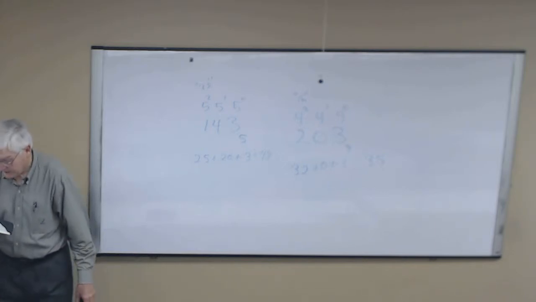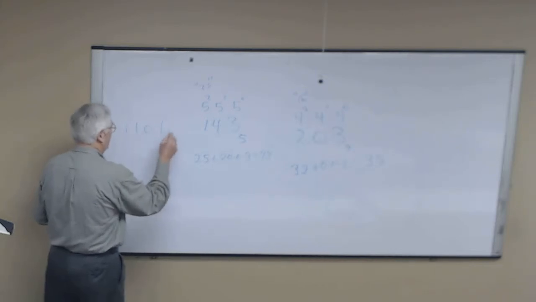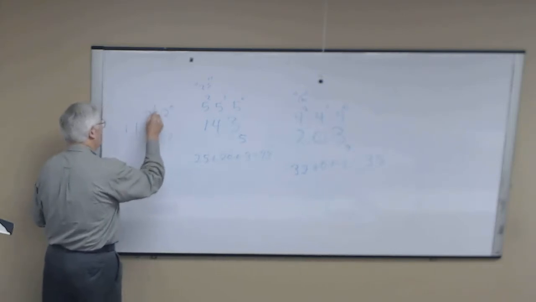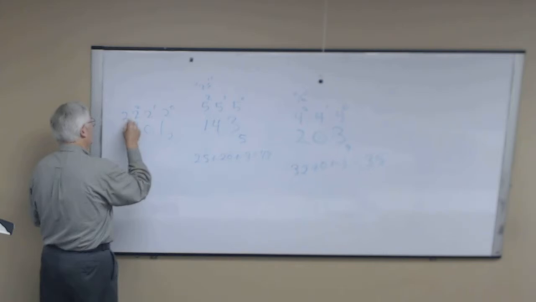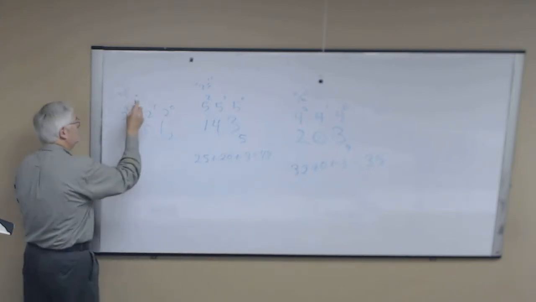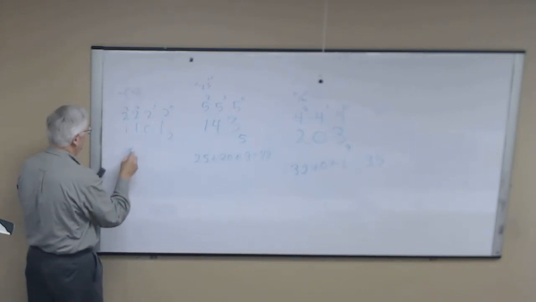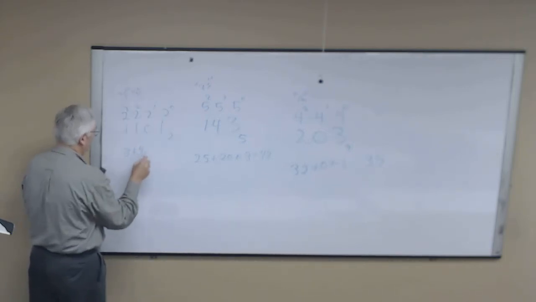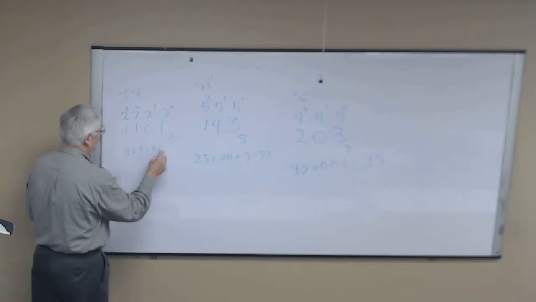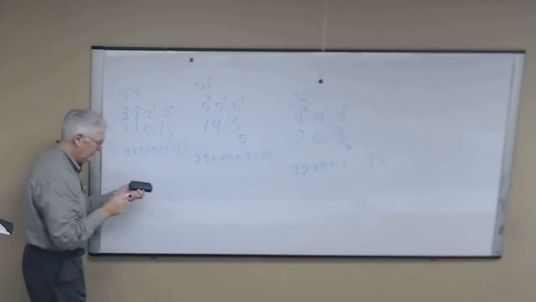1101 in the base 2. That's 2 to the 0, 2 to the 1, 2 squared, 2 to the 3rd. What's 2 to the 3rd? 8. What's 2 squared? 4. So I have 1 eight plus 1 four plus 0 plus 1, which is 13. Everybody see what's going on?